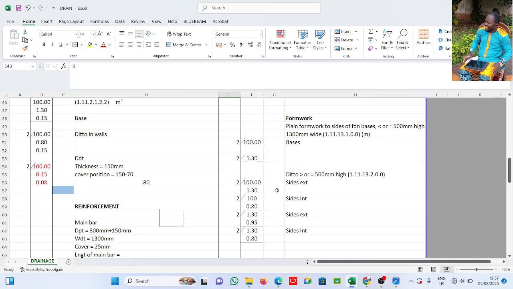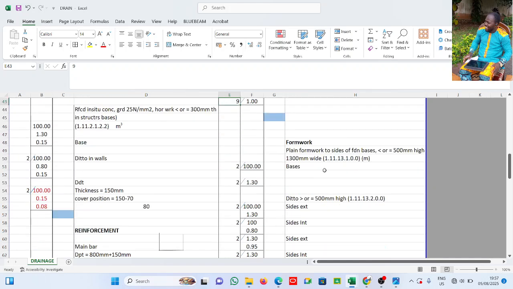Alright. Now the formwork. Of course, we have formwork to the bases and formwork to the walls. Now to the bases, the length of the drain is 100 meters or 100,000 mm, and we have the base to be 150. So we have formwork on one side and the other side, and it's a linear meter item.